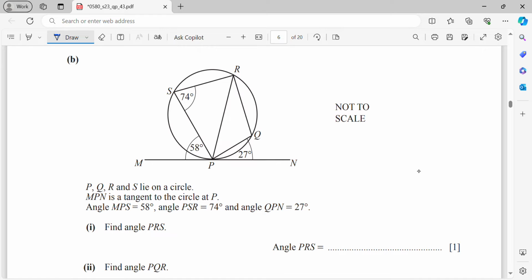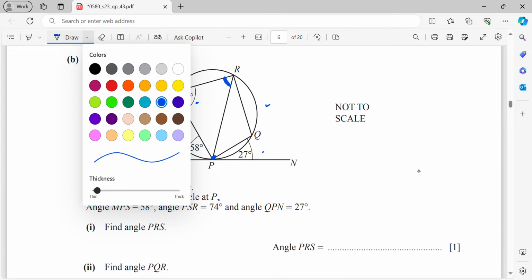Now part B. P, Q, R, and S lie on a circle. MPN is a tangent to the circle at P. This is the tangent line, MPN. Angle MPS is 58, PSR is 74, and QPN is 27 degrees. Find angle PRS.